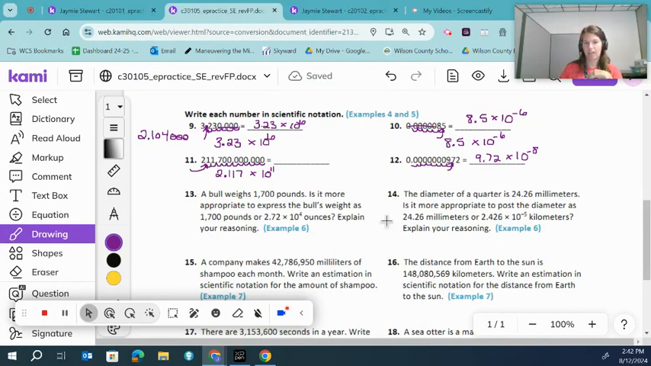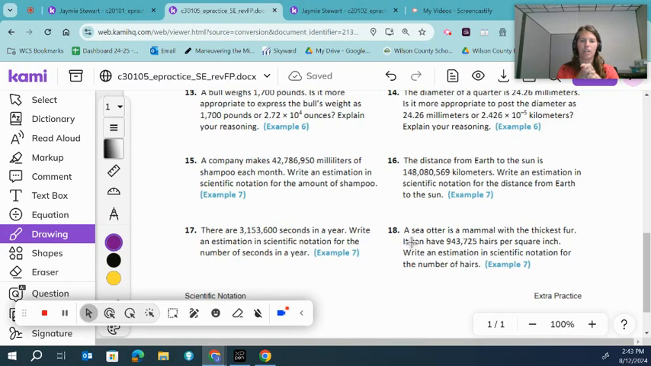Now, number 14, let's take a look here. The diameter of a quarter is 24.26 millimeters. Is it more appropriate to post the diameter as 24.26 millimeters or kilometers? Remember, kilometers is a really big measurement. It's like a mile. Well, a quarter is not very large at all. So using millimeters is actually the more appropriate of those.